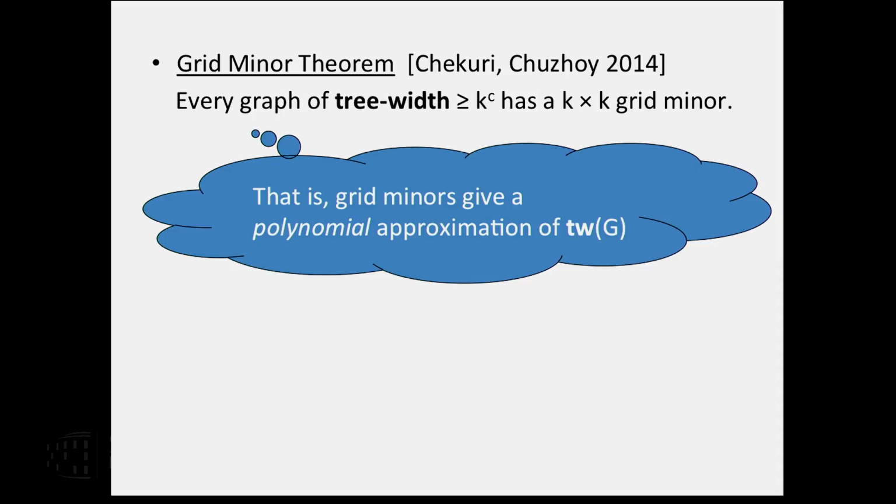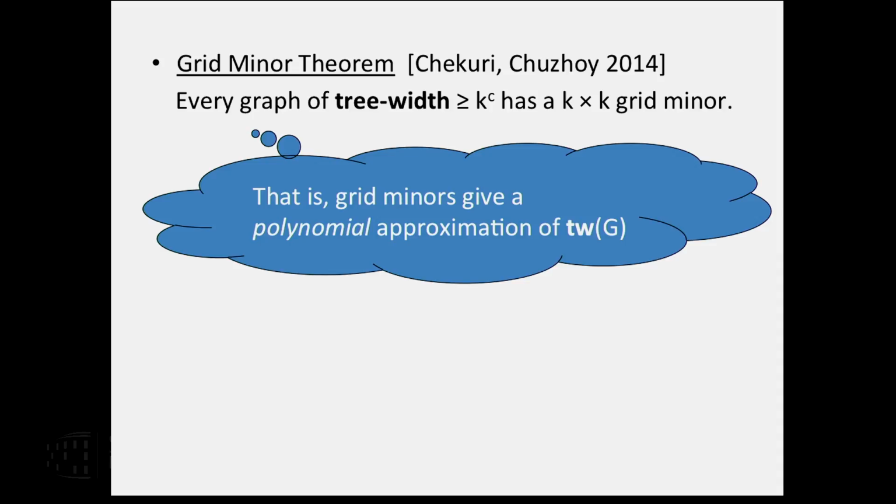A k by k grid means you want to know the largest k such that the k by k grid graph is a minor of your graph. C is an absolute constant. In their proof, it was, I think, 86. It's known that the best it could possibly be is 2, so this will never be linear. This will always be a polynomial approximation. The original grid minor theorem of Robertson and Seymour had some exponential bound in terms of k, and so this has been a big open problem in graph minor theory.